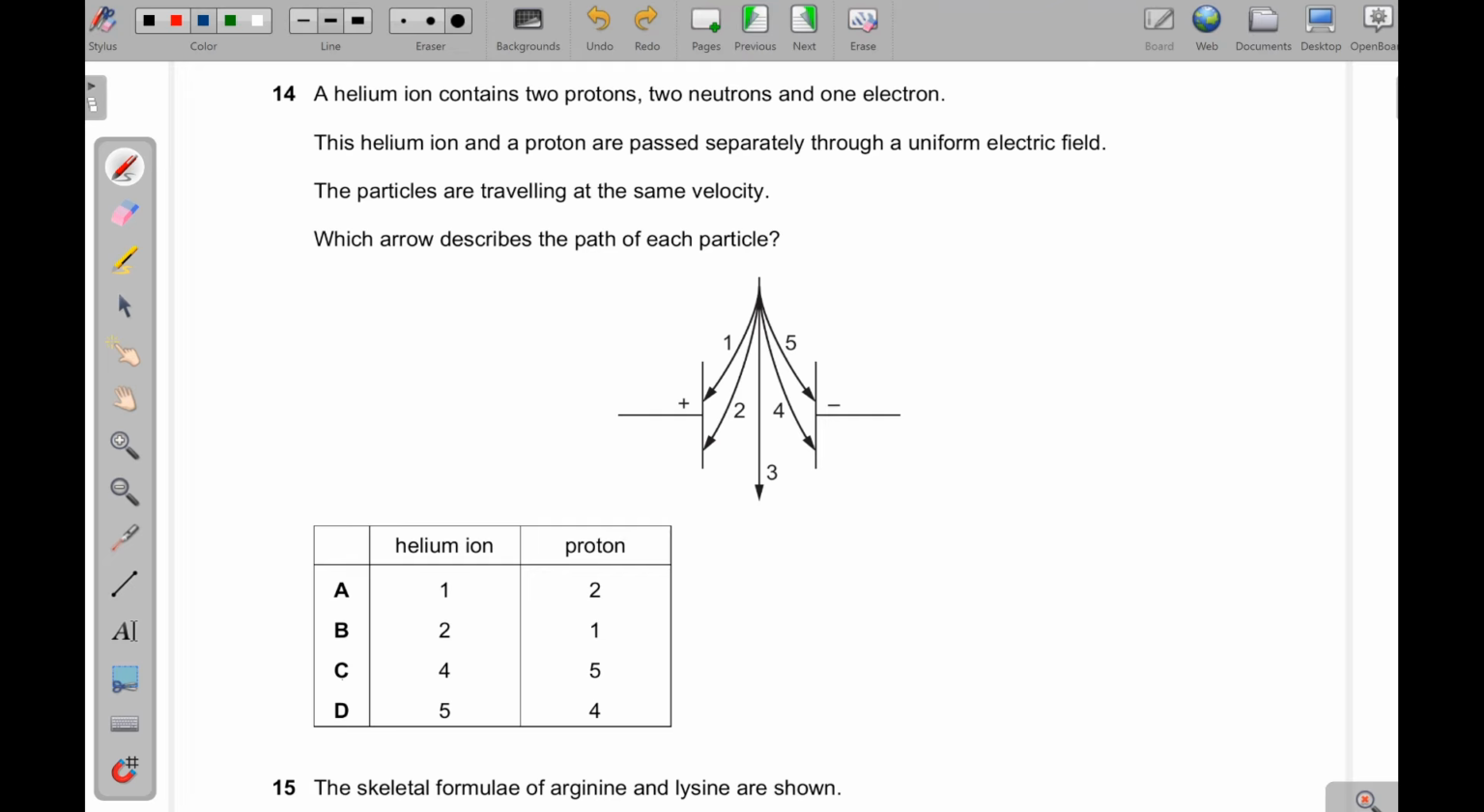Question 14. A helium ion contains 2 protons, 2 neutrons, and 1 electron. Now, helium is in position 2, so it has 2 protons, and they are saying 2 what? Neutrons. That is the nucleus. But let me make it a little bit smaller. 2 protons, and then 2 neutrons.